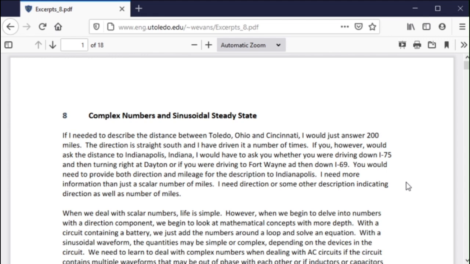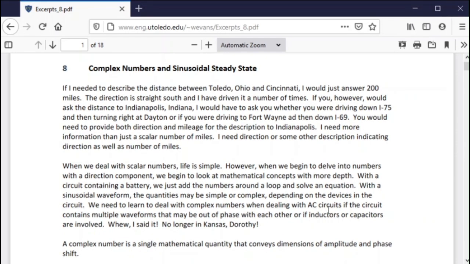So we describe units of quantities like voltage and current in the same way. Up until now, we just dealt with simple scalar numbers, and later on we're going to be jumping into circuits with more complex numbers, which include direction. So if you have a battery, we just add the numbers up around a loop and solve the equation.